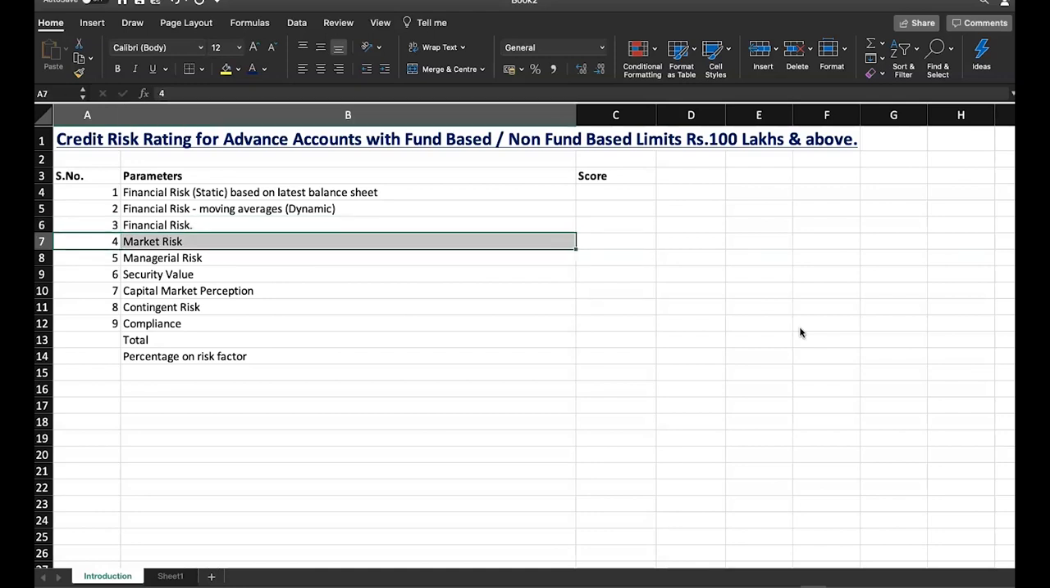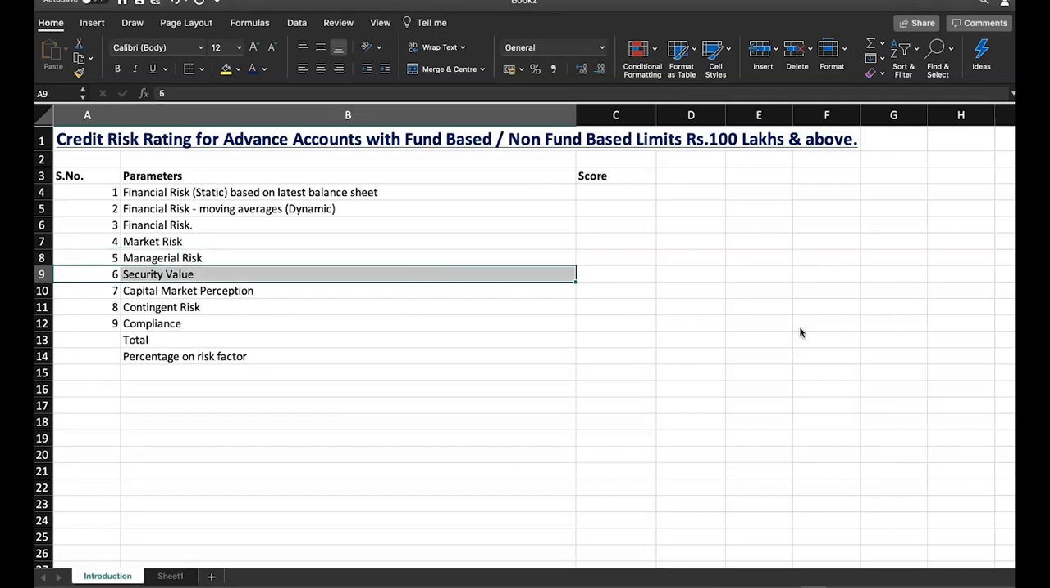Fourth parameter is market risk, where they study the competition, industry cycles, regulatory risk and technology related to the borrower. In the fifth parameter, that is managerial risk, they focus on expertise and track record. In the sixth parameter, that is the security value, they take into consideration the security comfort or inadequacy with the primary and collateral securities. Of course, they also take into consideration the guarantees. Then the seventh parameter is capital market perception, which is applicable for listed entities, where they dwell into the dividend payment track and PE ratio.